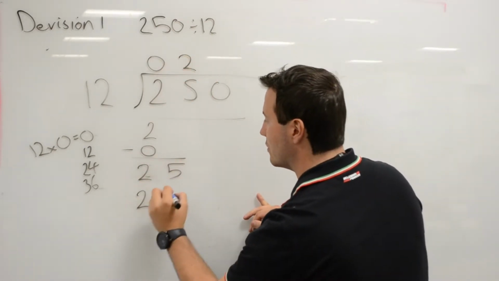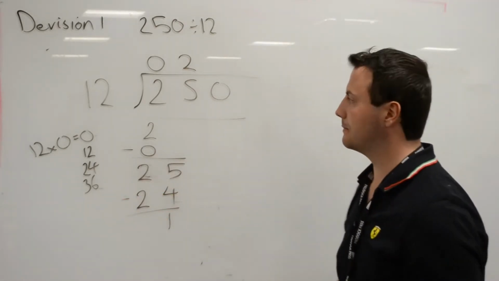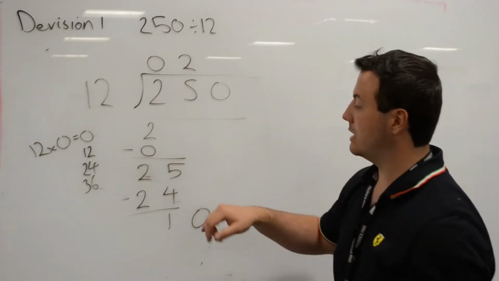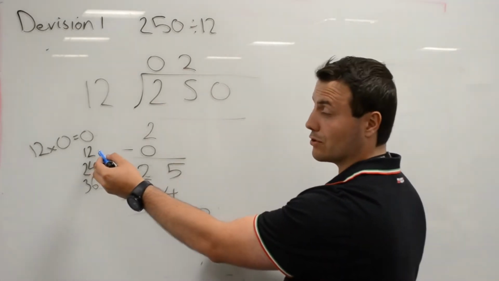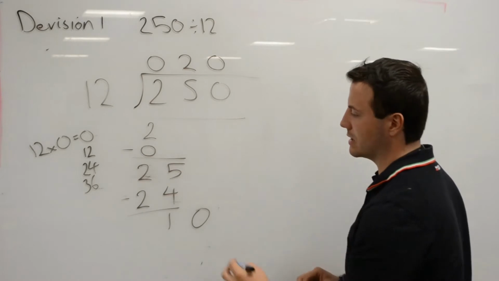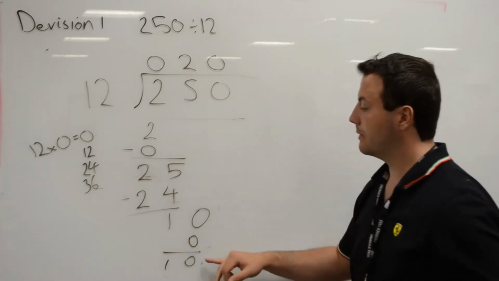2 lots of 12 is 24. That gives us 1 remainder. So bring our 0 down. What's the largest multiple of 12 that fits into 10? Well, 12 is too big, which is 0 times 12, so again it's 0. 0 12s is 0, bring the 0 down. That still leaves us with 10.